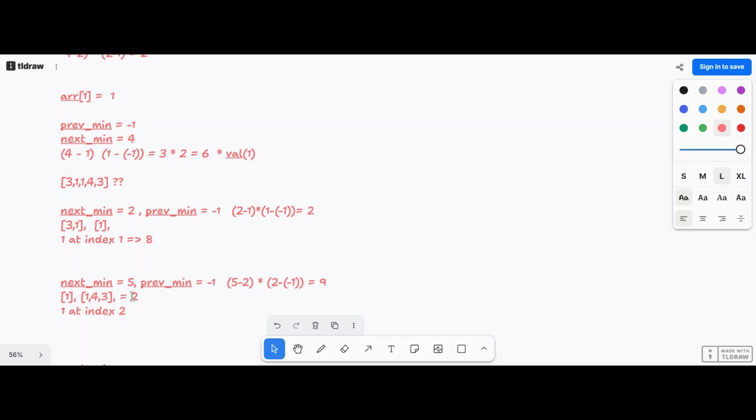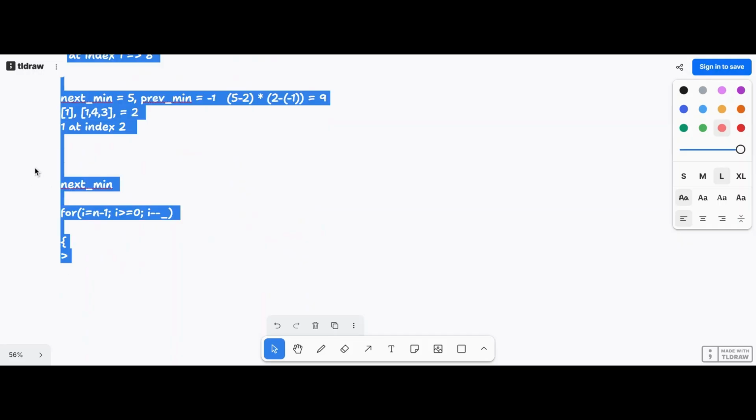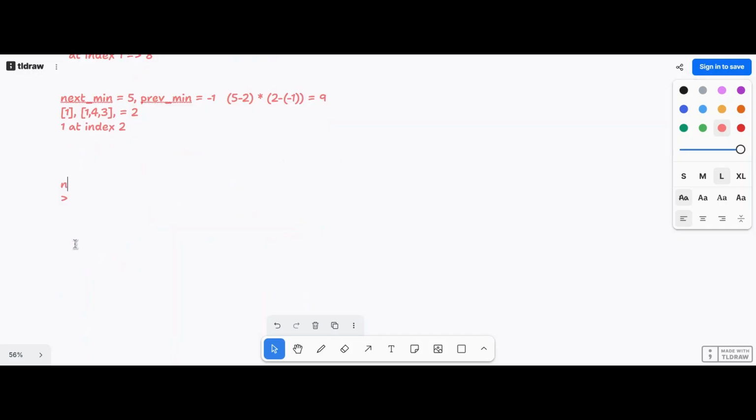For the second one, the next minimum is 5 because nothing is next minimum or equal to. And the previous minimum is minus 1. Only one of the two we have to consider, either next or previous, where we have to consider equal to also. Okay. So what we need to find? We need to find next minimum or equal, find previous minimum, and then for every element sum plus equal to what?